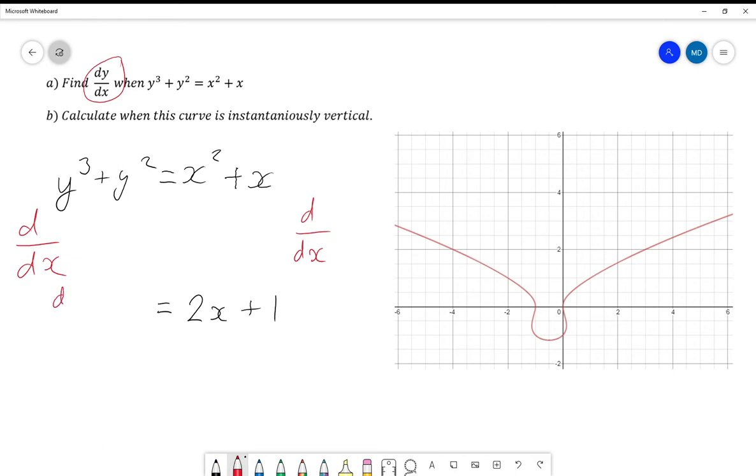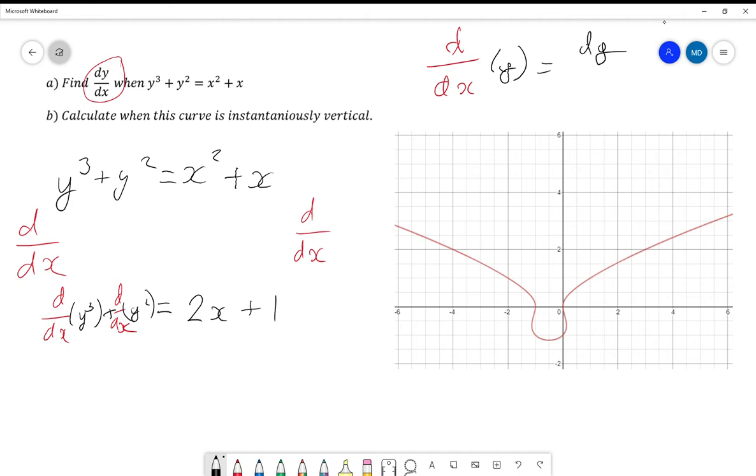Here I'm going to get d by dx of y cubed plus d by dx of y squared. Now if it was just y, that would be easy, because we would just get dy by dx. Hopefully we can remember from the original idea that that is what d by dx of y means. It's just dy by dx.